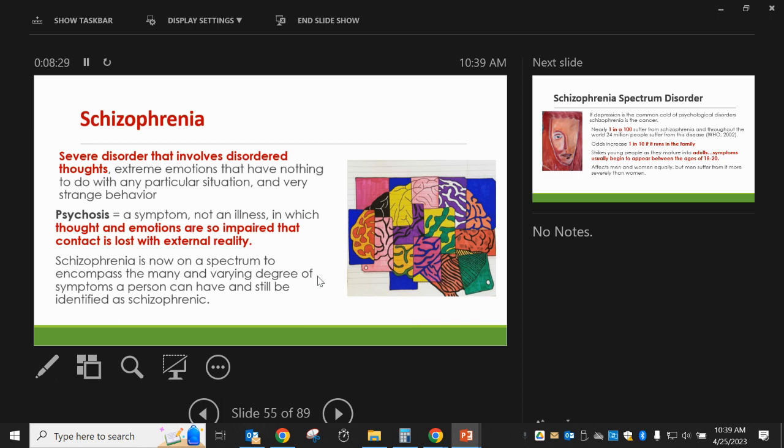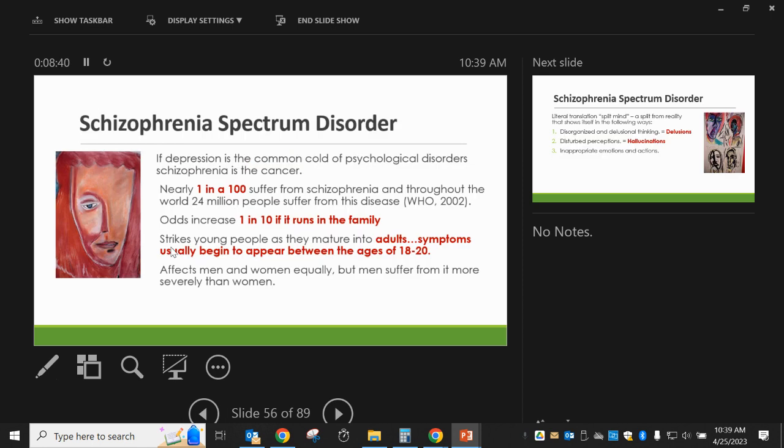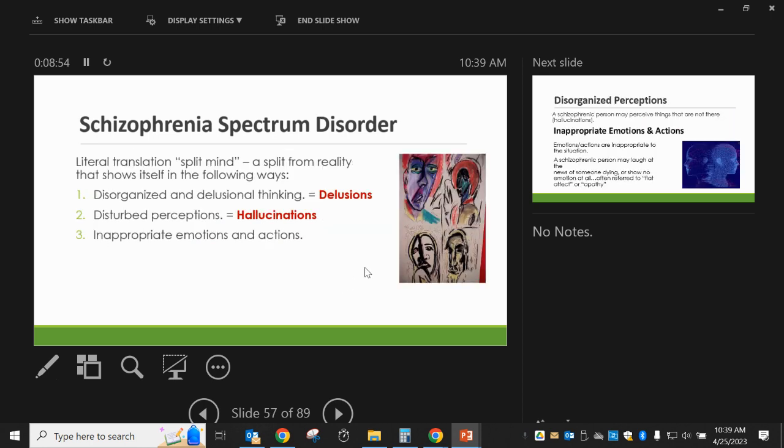Schizophrenia, severe disorder that involves disordered thoughts. So that's one of the key things, is their scattered thoughts and the psychotic symptoms. That's where they're losing touch with reality with things like hallucinations and delusions. Statistically, about 1 in 100 in the population, but it goes up to 1 in 10 if the genetics are in the family. And it usually shows up in adults starting around the late teens and early adulthood.